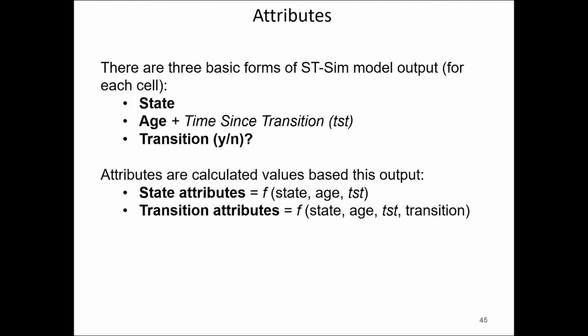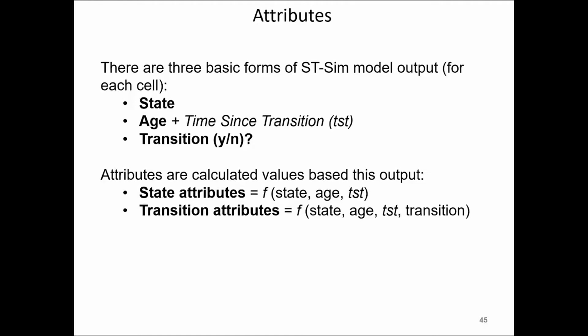Just a reminder, I've touched on this a couple times already, but there are basically three forms of output, and that's it, that you can get. You can reorganize it and slice it in different ways, but you can know the state of each cell, you can know its age, and we didn't get into it in this course, but the time since transition for any transition type. And you can also know whether a cell transitions due to any one of the transition types. So attributes are basically lookup tables that you can build into STSim to calculate various metrics, indicators that are a function of one or more of those basic outputs.